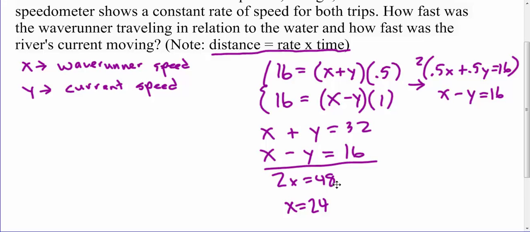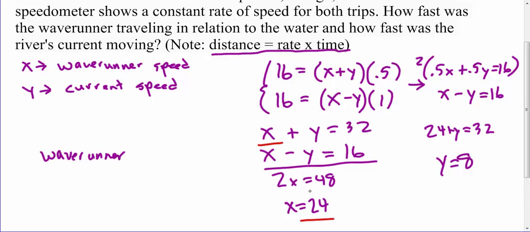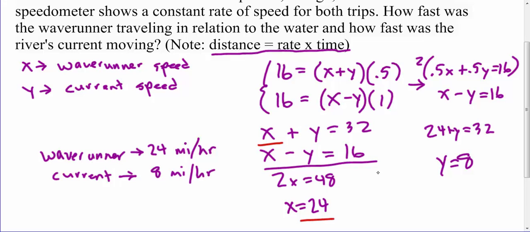So x is 24. And if I plug that value in right here, we can do a pretty quick calculation. 24 plus y equals 32, so we know y has to be 8. The question says, how fast is the wave runner moving in relation to the water? And how fast was the river's current? Well, the wave runner, that's my x value, would be traveling at 24, and we used miles for our distance and hours for our time, so miles per hour. The river current, that's the y value, so the river was moving at 8 miles per hour. So my trip one way was faster than the return trip when I went against the water.